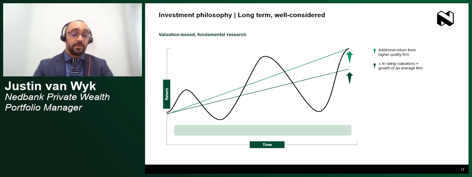Our investment process is essentially a combination of investment returns, which is a combination of changing earnings, dividends, and sentiment or rating. So if you look at the graph, you'll see the bottom line is what we deem an average company. The top line is a higher quality company which we look to invest in.